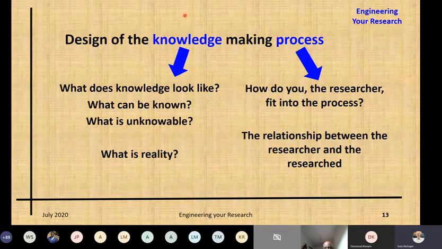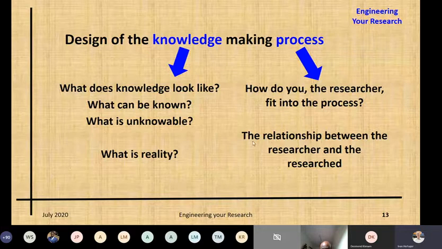So what is in our reality when we are trying to make this knowledge? The second part is the process. And how do you, as a physical person, the researcher, fit into the knowledge-making process? Normally you'd like to think that you stand outside of it. And we're going to worry about that. We're going to worry about that quite a lot.